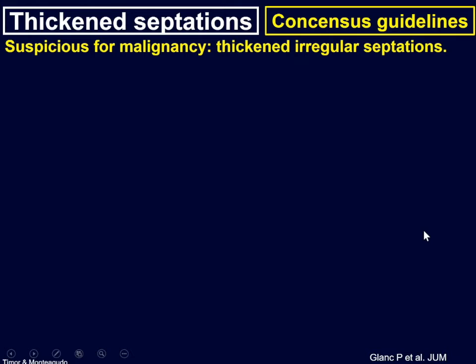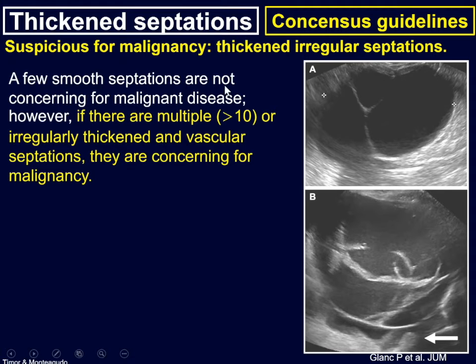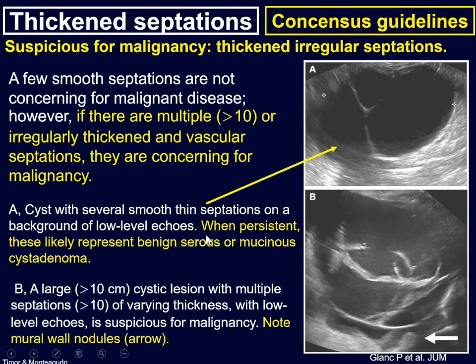The septations bear importance also, and the consensus guidelines say that it's suspicious for malignancy. Thickened irregular septations, as you see here, a very thin and a very thick septation. Very few smooth septations are not concerning for malignant disease. However, if they are multiple, more than 10 of them, or if they are irregularly thickened and vascular septations, they are concern for malignancy. Here is a cyst A with several smooth thin septations. When persistent, it's likely to represent benign, serous, or mucinous cystadenomas. In B, you can see a large 10 centimeter cystic lesion with multiple thick septations with low-level echoes and definitely suspicious for malignancy.